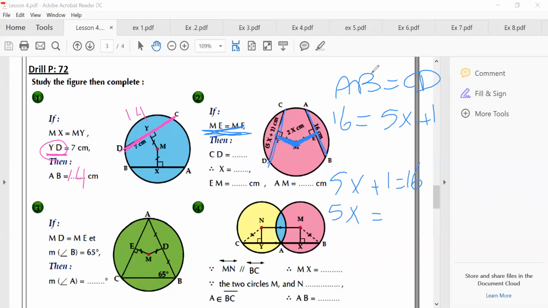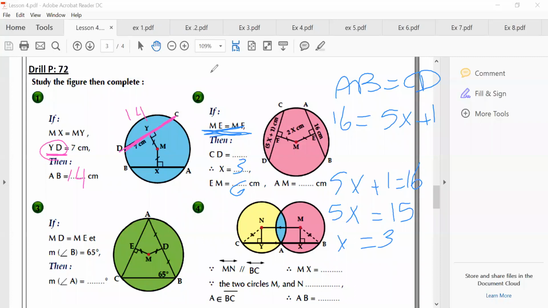Yes, Alia. Complete the equation. 5x equals 15. Then x equals 3. So here x equals 3. He wants EM. What is EM? EM equals 2x. So it will be equal what? 6. 3x is equal to what? 6. Okay. And AM.